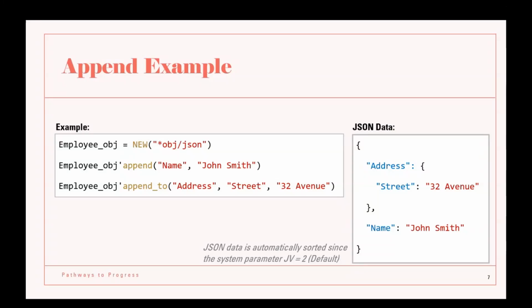Now, something else you may have noticed is that the data is automatically sorted when it is displayed. We appended the key name first, but address is displayed first instead. This is a behavior that comes from using the default JV, or JSON version, system parameter, which defaults to 2.